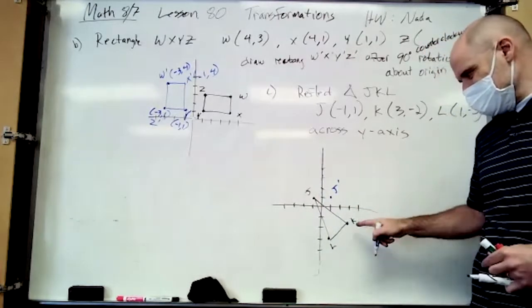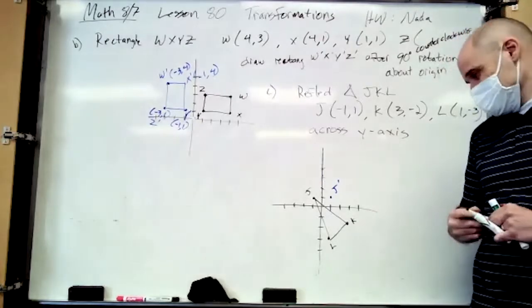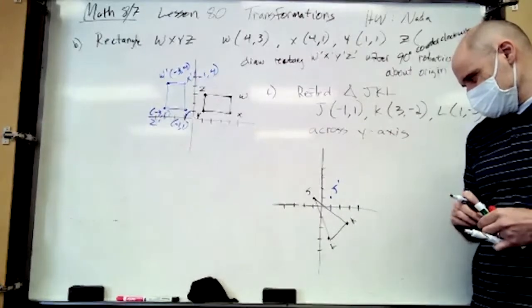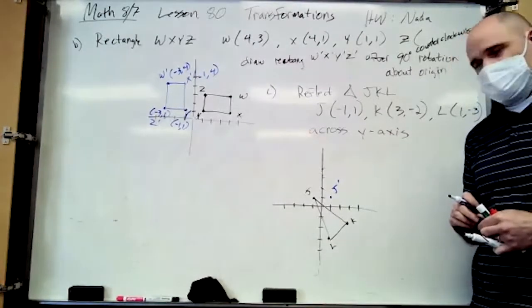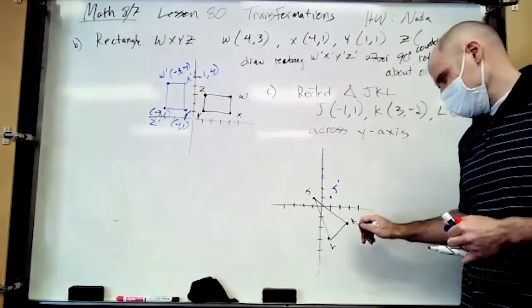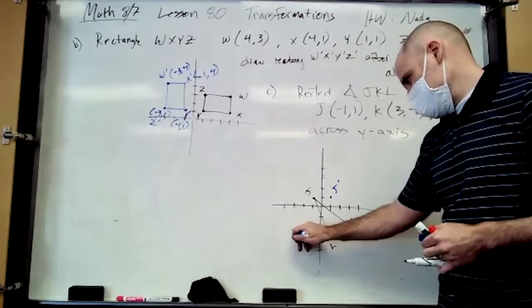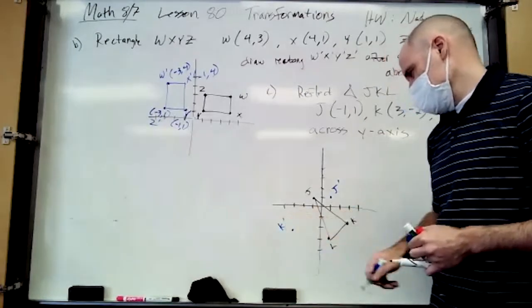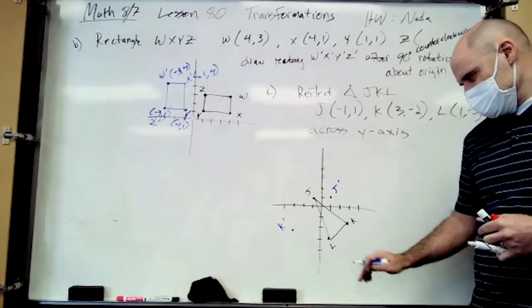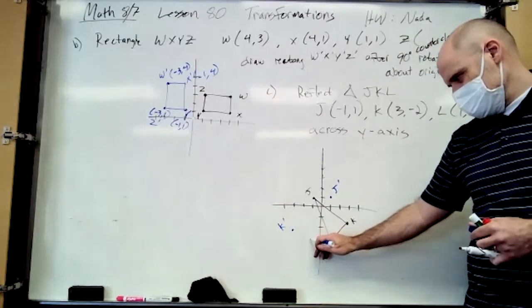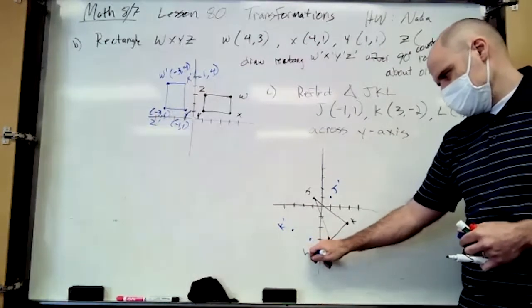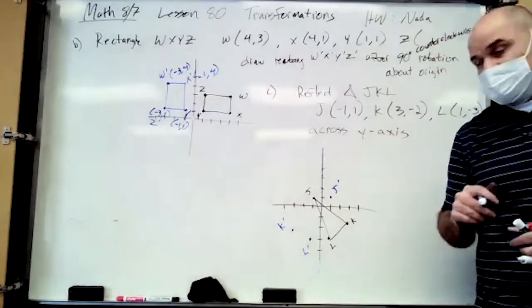Okay, what about K prime? Where's that going to be? -3, 2. -3, -2, right? Down here. So -3, -2. There's K prime. What about L prime? A bit lower than K prime. -1, -3. Yep, -1, -3. Don't forget that negative.